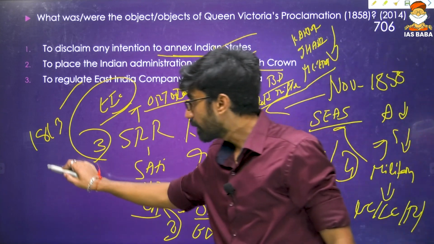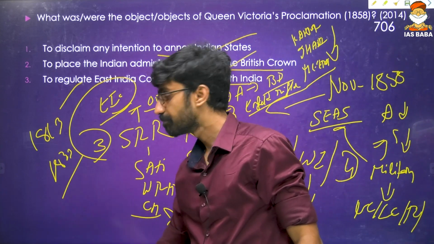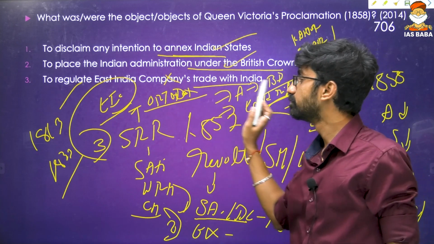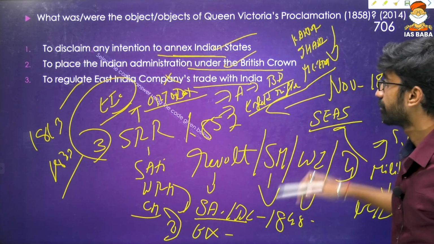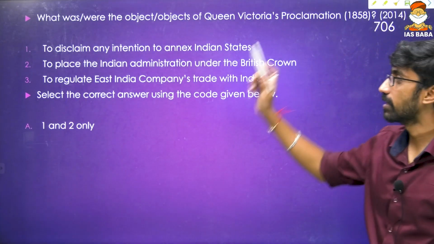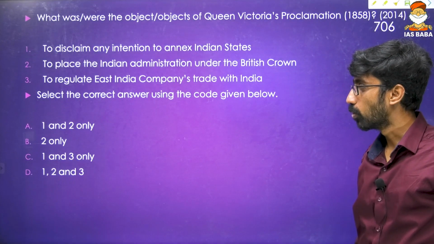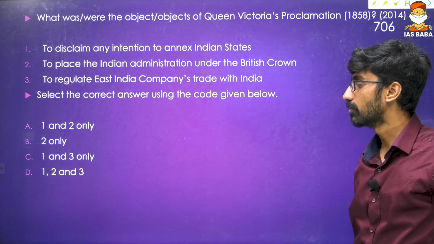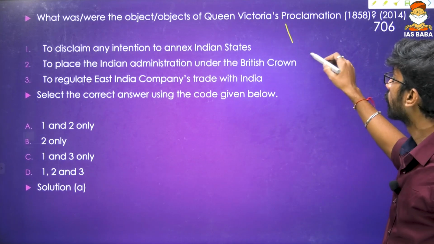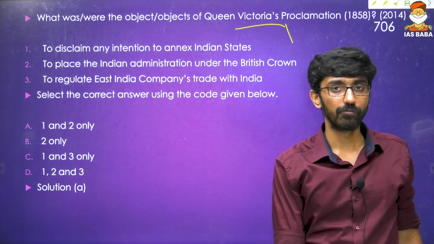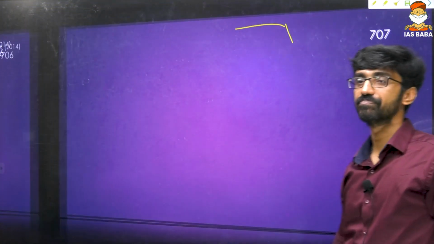1813 Act, and also happened in 1833 Act. Okay, this is wrong. This is the entire concept behind this particular question. Now the correct answer options are 1 and 2, 2 only, 1, 3, and 1, 2, 3. We know the answer is 1 and 2. That is Queen's proclamation. And who was the Queen? Queen Victoria.